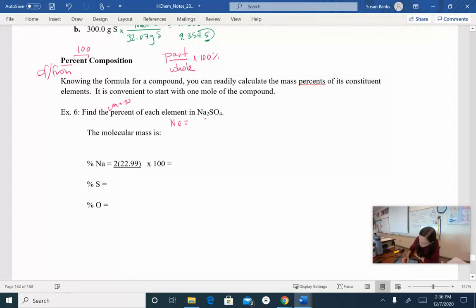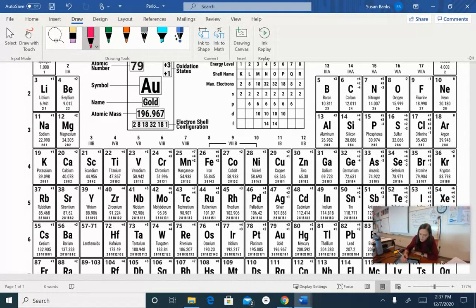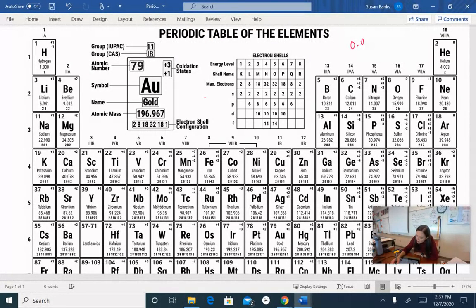So let's look at each of the atoms we have. We have sodium, and we've got 2 of them. So I'm going to need to multiply whatever sodium I have by 2. I've got sulfur, but I've only got 1. So I just need to look up that mass. And then oxygen, I've got 4 of them. So I need to multiply whatever I have for oxygen by 4. So let's look up our periodic table. And remember, when we look up masses on the periodic table, we want to look at masses to the nearest hundredth. Okay, we're going to round to the nearest hundredth.